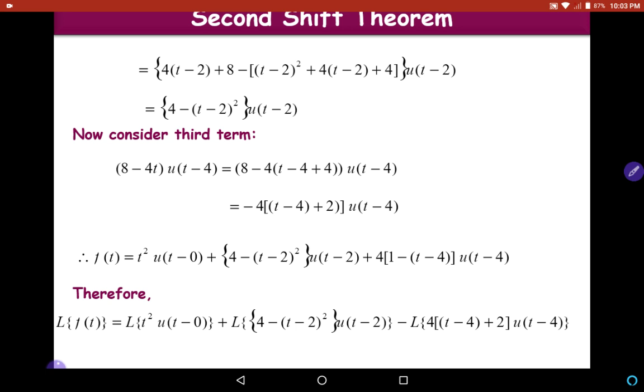Okay. Now let us evaluate the Laplace transform using the second shift property, the second shift theorem. We can directly apply the second shift theorem here because each term is of the form. The first term is of the form f of t minus 0 into u of t minus 0. The second term is of the form f of t minus 2 into u of t minus 2. The third term is of the form f of t minus 4 into u of t minus 4. So directly we apply the second shift property.